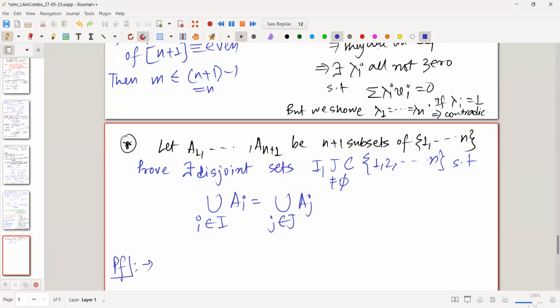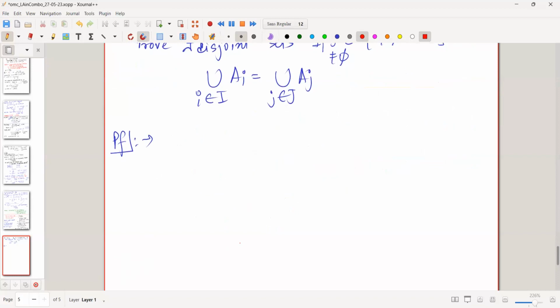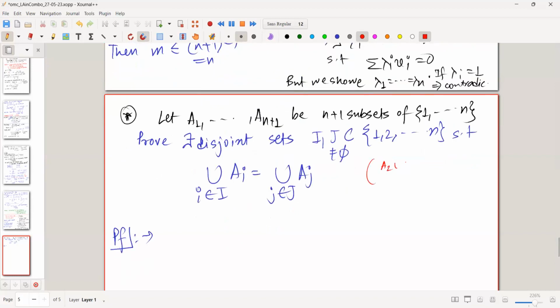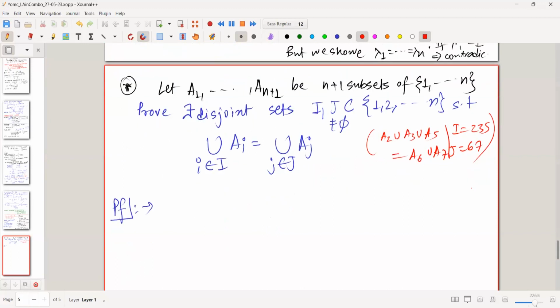So the problem is basically you have n plus 1 subsets, A1 up till An, right? And prove that there exist some disjoint indexing subsets of 1 to n, such that the union of some of those sets is equal to the union of the other sets. So something like A2 union A3 union A5 equals A6 union A7 or something like that. In that case, your I is 2, 3, 5 and your j is 6, 7. Just to make the problem statement clear. So is the problem statement clear to everyone?